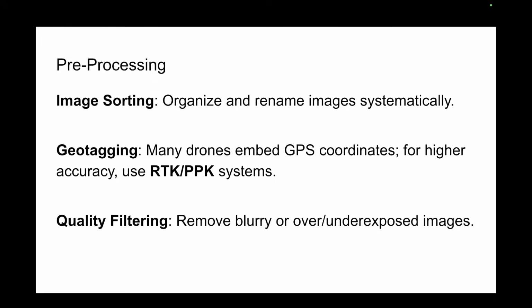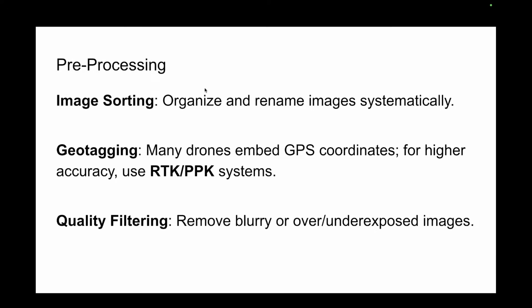So this is the pre-processing. First of all, image sorting: we organize all of the images and rename them systematically. After that we apply the geotagging. Many drones embed the GPS coordinates. So when you buy a drone, you should check whether it has GPS coordinates embedded or not. It is very important. When you use geotagging, we can easily find the georeference.